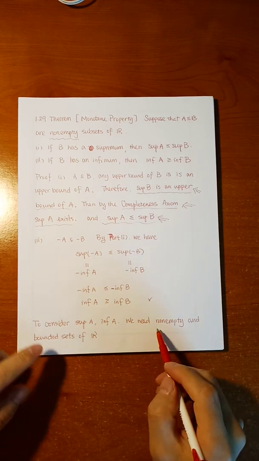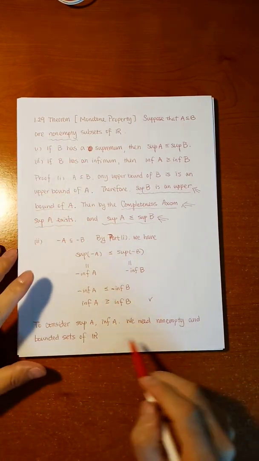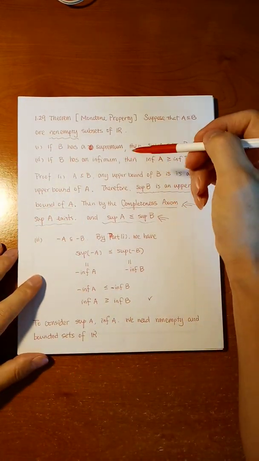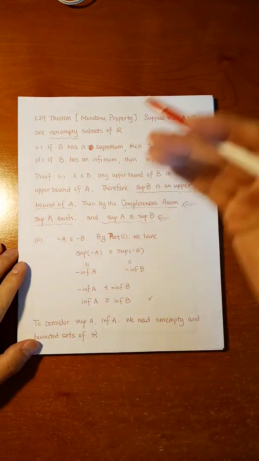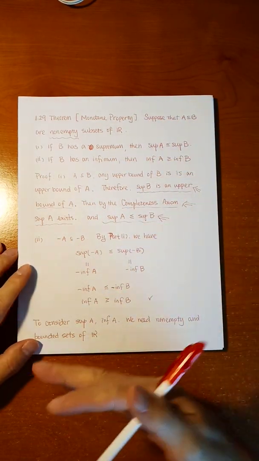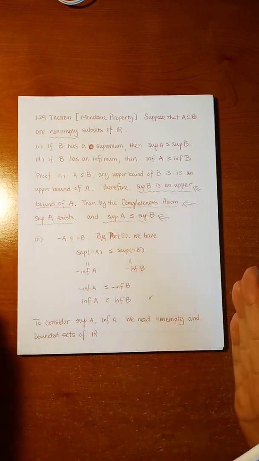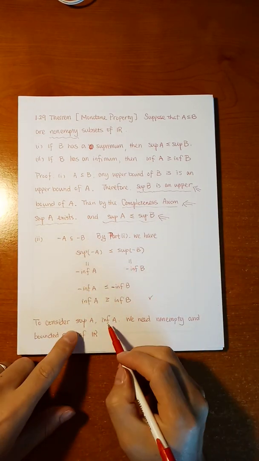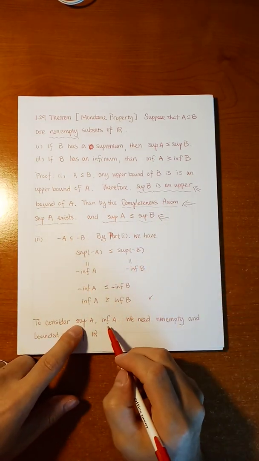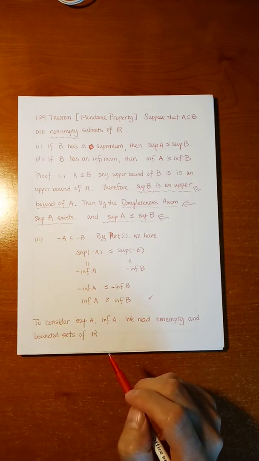Why do we need non-empty? We always put non-empty here. How do we get the bounded? If it has an upper bound, it's bounded from above. If it has a lower bound, it's bounded from below, right? Bounded means it is bounded from above and from below. In this case, by the completeness axiom, we can get the supremum and the infimum.